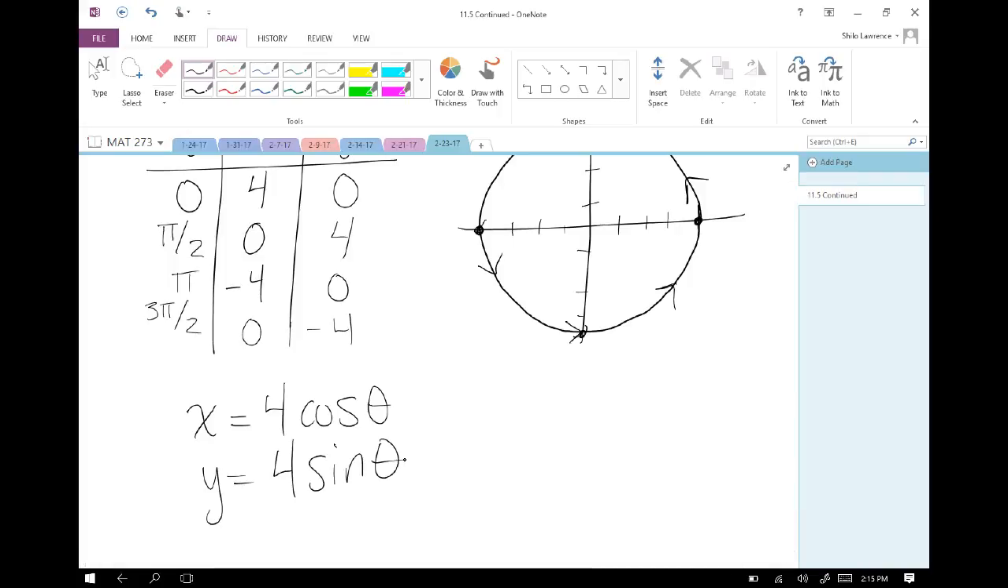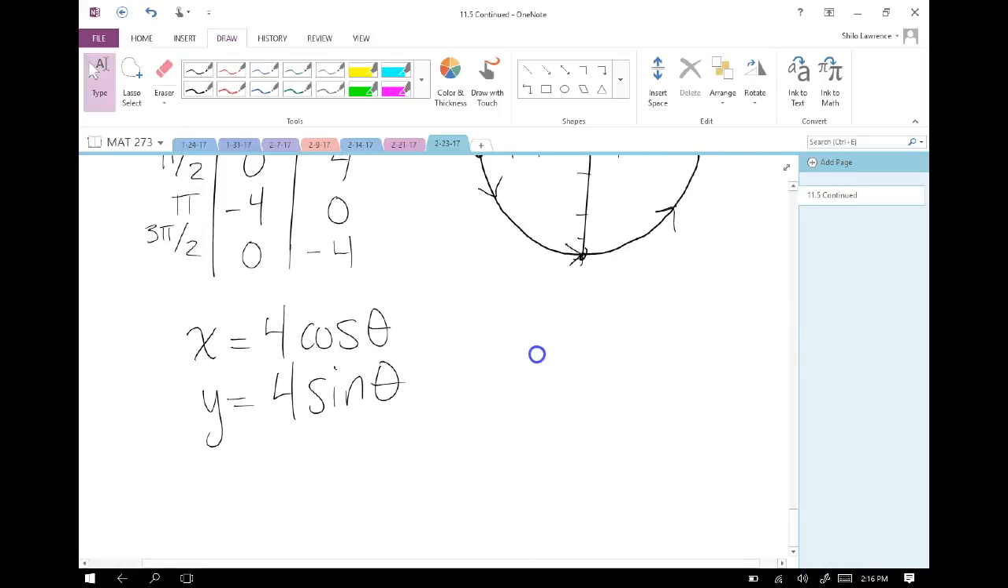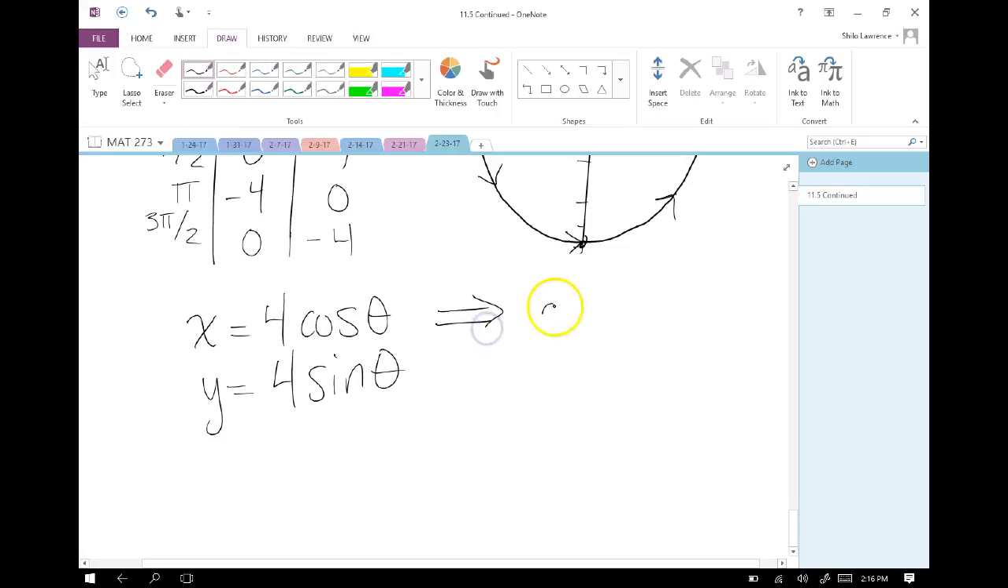There's another way to do this. We're going to solve these equations for sine and cosine. We're going to isolate the sine and the cosine, and we're going to use a trig identity. So if I solve this for cosine theta, I get x over 4. If I solve this one for sine theta, I get y over 4.